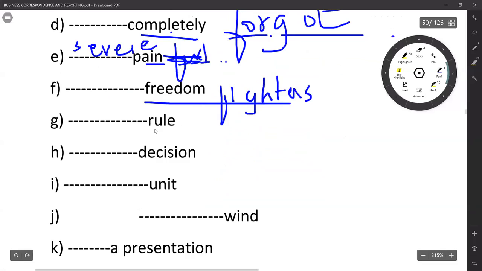Okay. Rule. Freedom and liberation both will mean the same. So that'll be thumb rule, correct. Another word for thumb rule is cardinal rule. Okay, it's a cardinal rule. It's a thumb rule. What else? Arbitrary rule. Very good. Good, guys. Okay, next one.